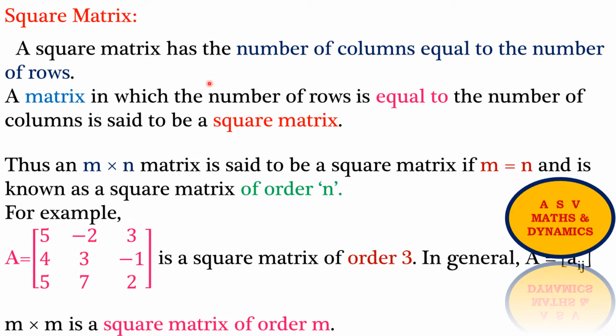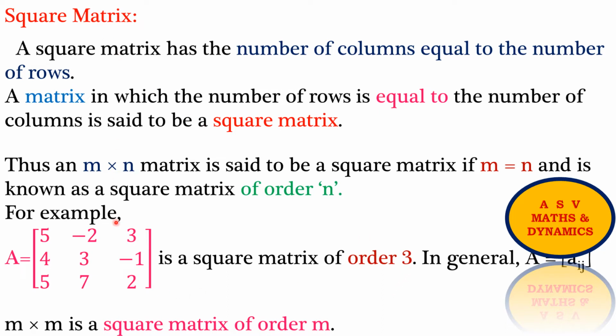Second one, square matrix. Square matrix, simply you can understand: the number of columns is equal to the number of rows, both are the same. When you see, this is the first row, second row, third row. This is the first column, second column, third column. So the order of the matrix is 3 cross 3. Only 3 and 3 means this is the square matrix.